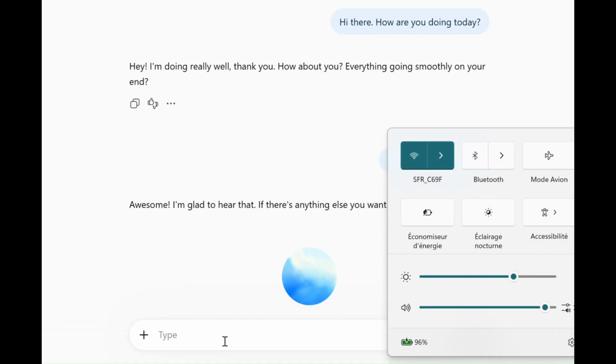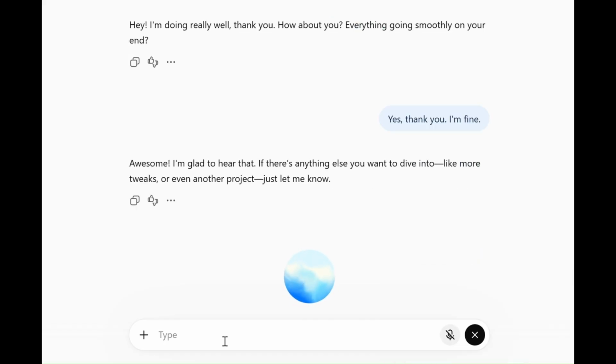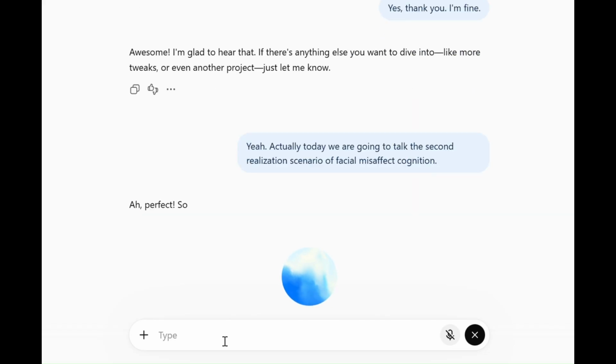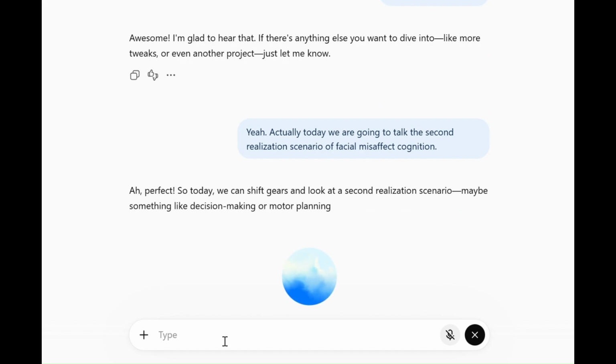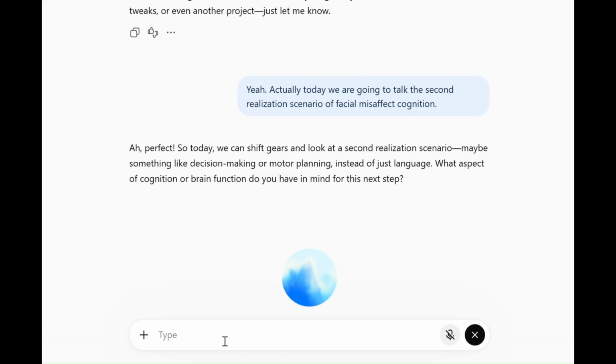If there's anything else you want to dive into, like more tweaks or even another project, just let me know. Yeah, actually, today we are going to talk about the second realization scenario of the geometry of cognition. Perfect. So today we can shift gears and look at a second realization scenario, maybe something like decision making or motor planning instead of just language. What aspect of cognition or brain function do you have in mind for this next step?